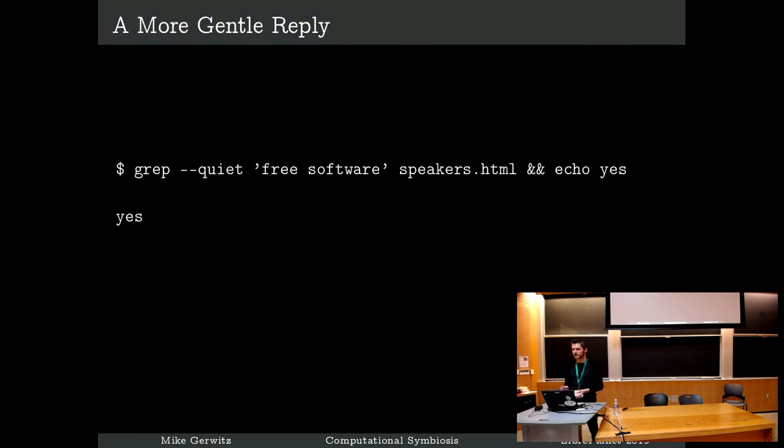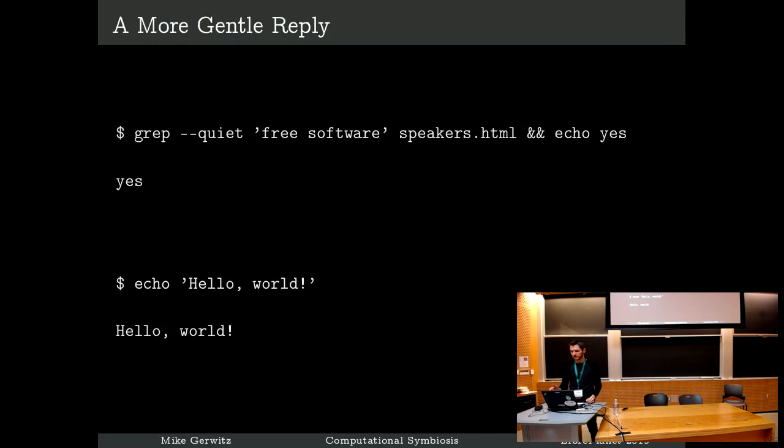And the shell has a way to say, execute this next command if the previous succeeded, by putting two ampersands between the two commands. So this is saying, search for free software in speakers.html and echo yes if it's found. Since echo is its own command that can stand on its own, you can also run it on its own. So this is the typical hello world program in shell.